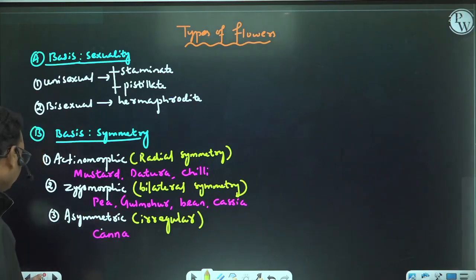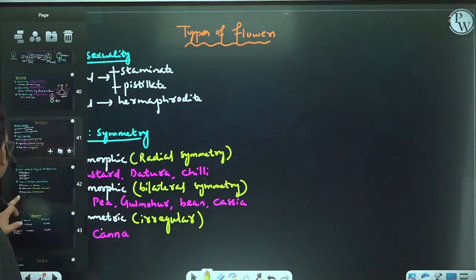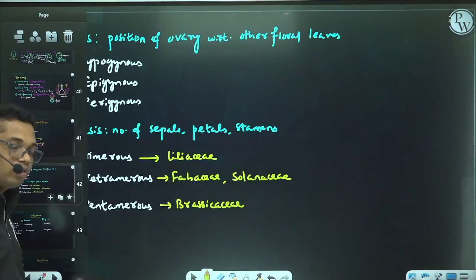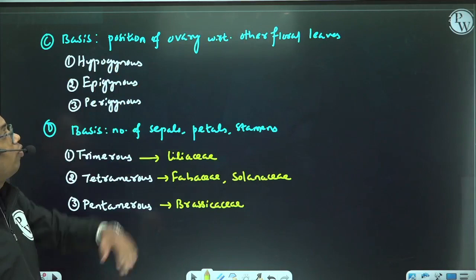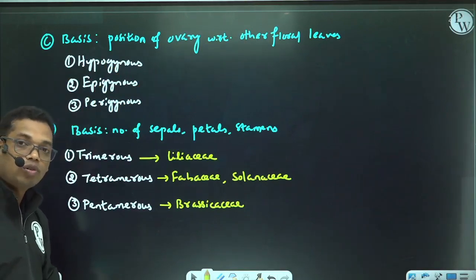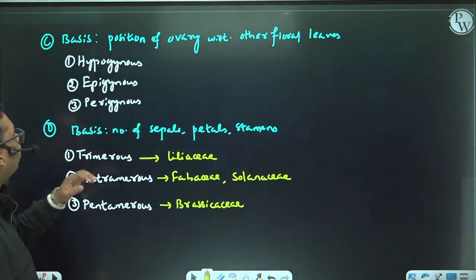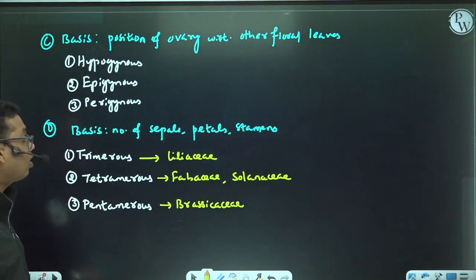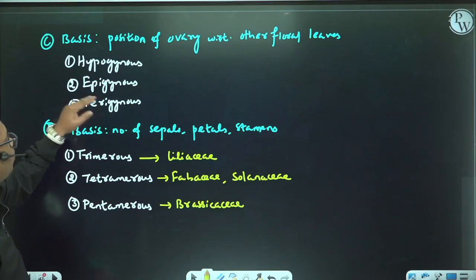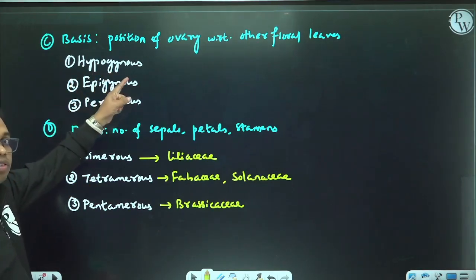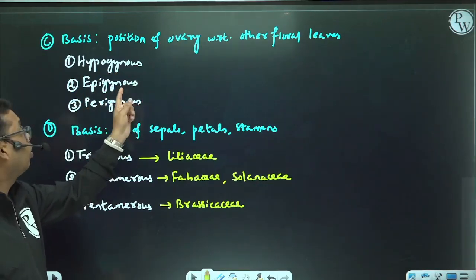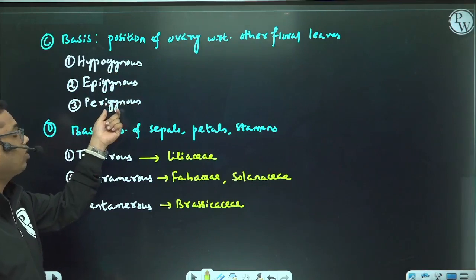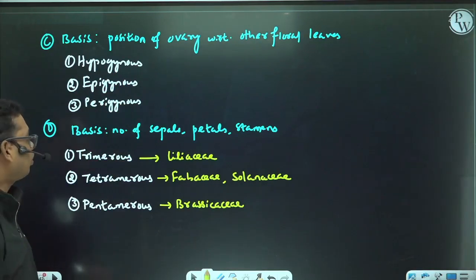Now let us talk about the other type of classification of flowers. We can also classify flowers on the basis of the position of the ovary with respect to other floral leaves. Accordingly, we can classify the flowers as hypogynous, epigynous, or perigynous. In hypogynous flower, the ovary is superior. In epigynous flower, the ovary is inferior. And in perigynous flower, the ovary is half inferior.